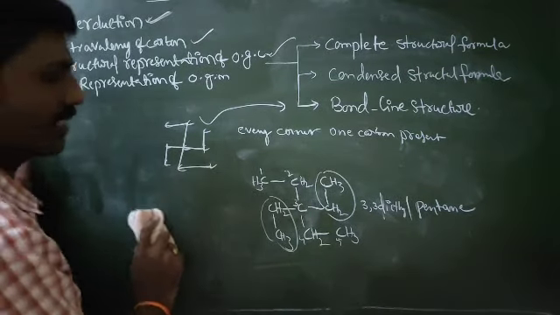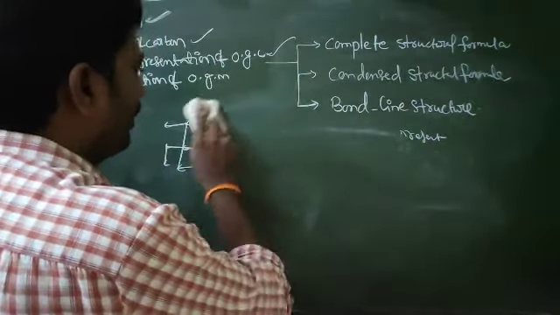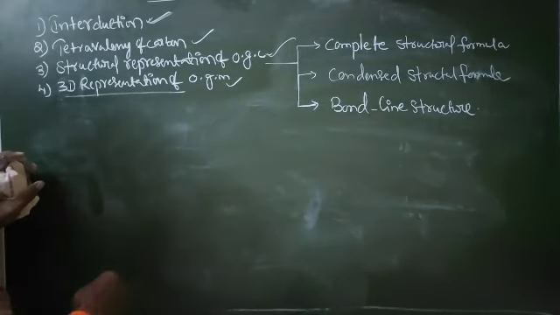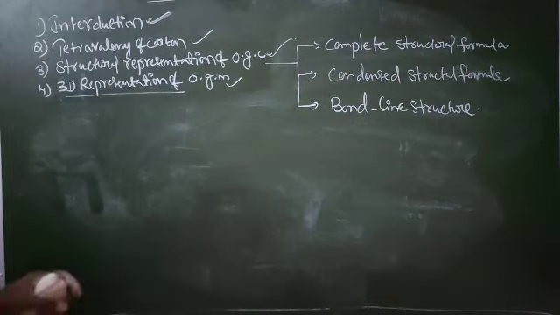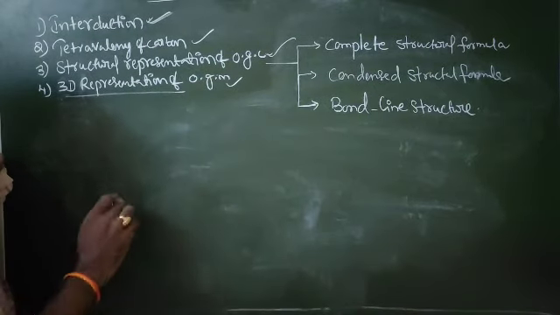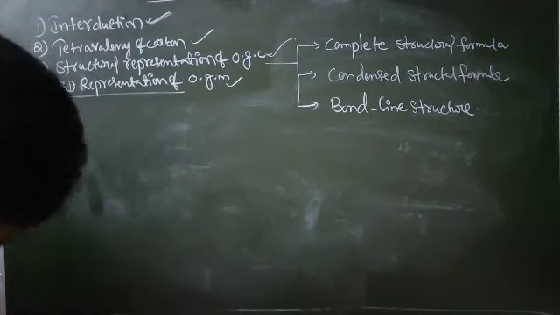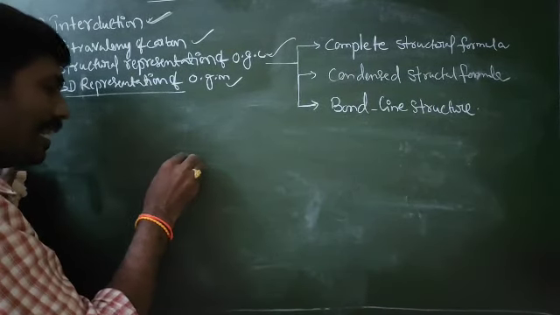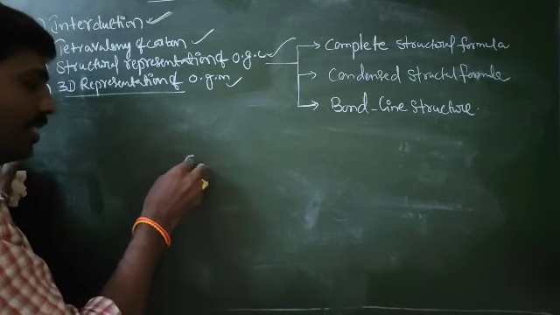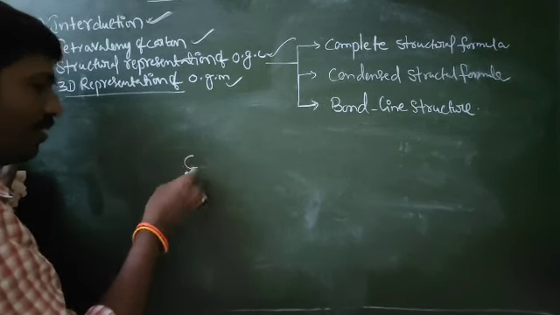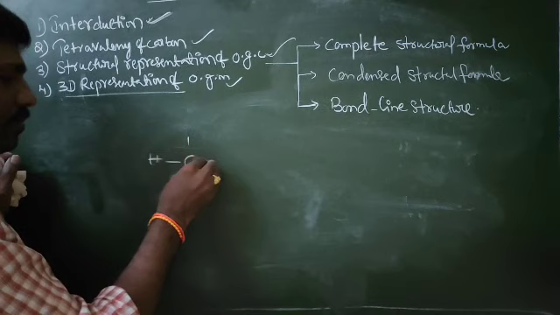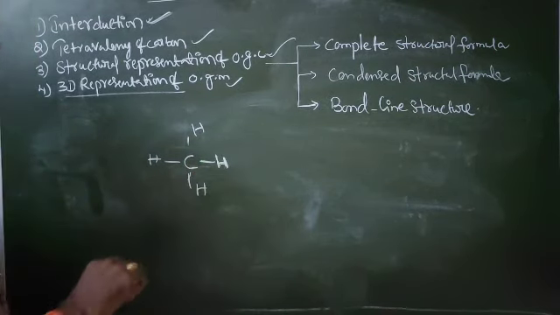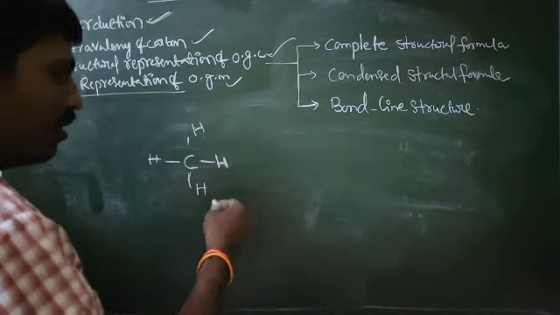Okay, understood, Amma? Next, 3D representation of organic molecule. 3D structure for representing carbon and hydrogens. So we have 4 hydrogens on carbon, like this we are writing, but it is wrong. For writing in the exam we will write like this, no problem, but for representing we want to know.